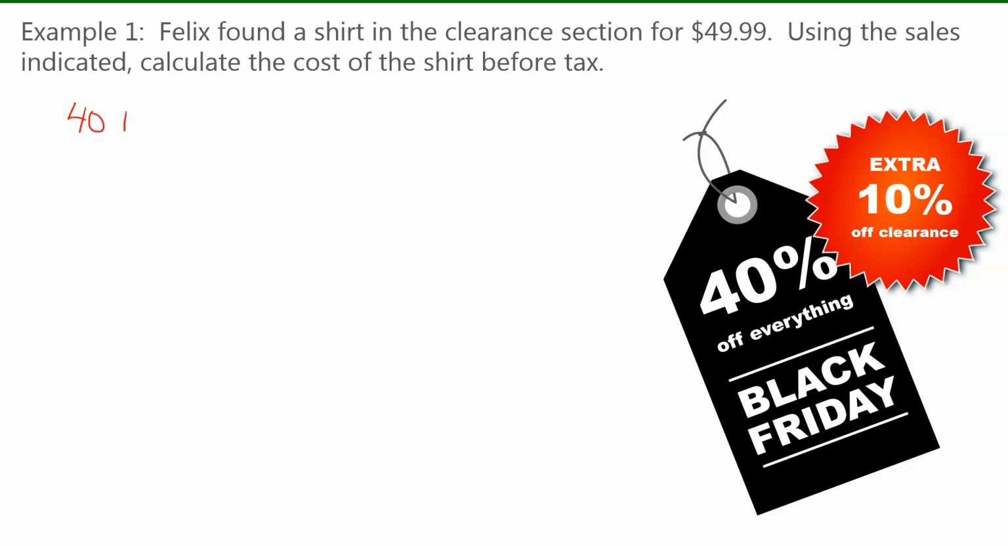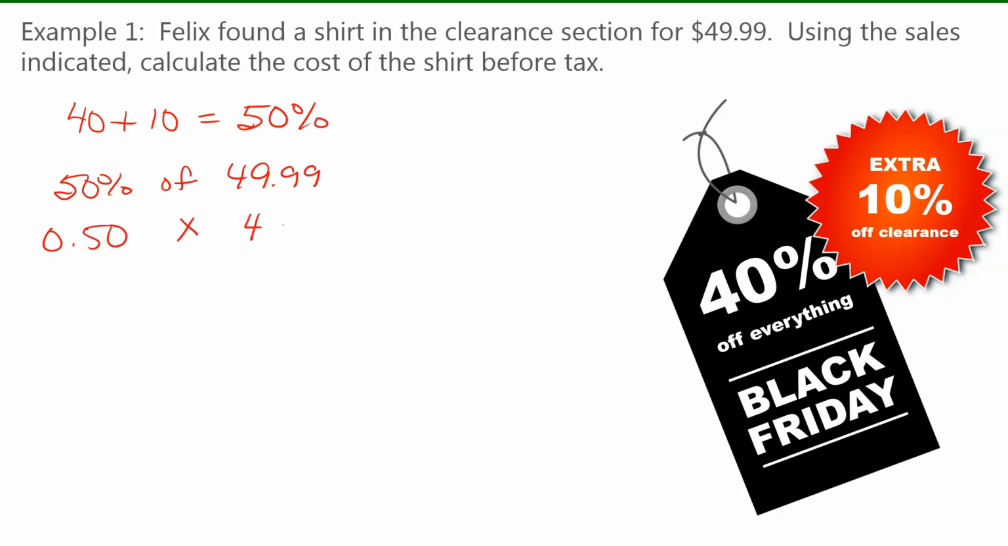If I added 40 plus an additional 10% discount, that would mean I would expect to get 50% off my item. 50% of $49.99 means 0.5 times $49.99. And if I do that, I get 24.995. That 5 would make the 9 round up, so I would have a discount of $25.